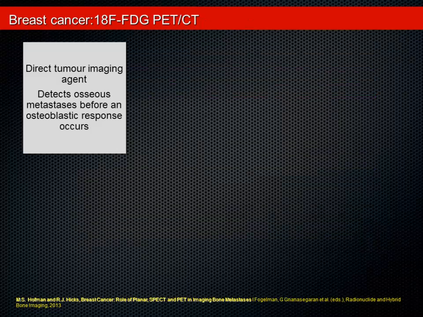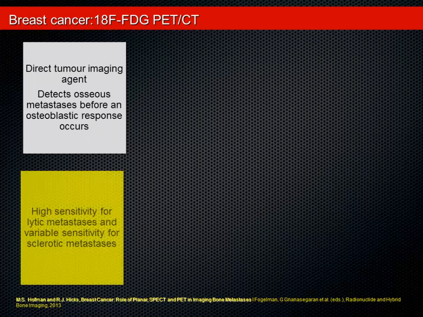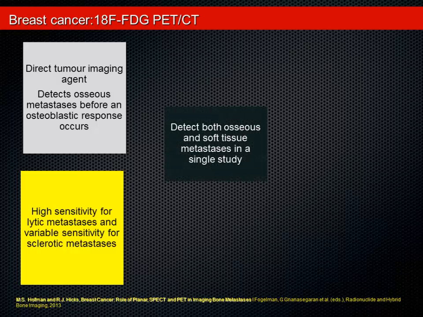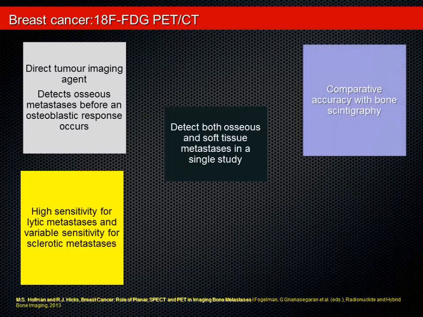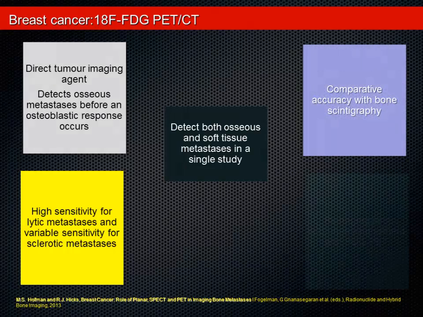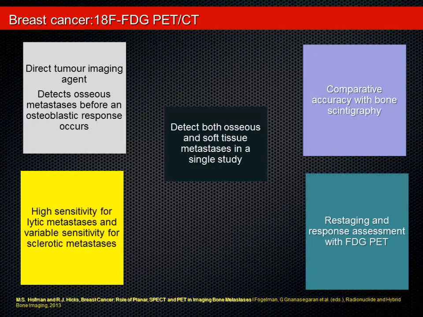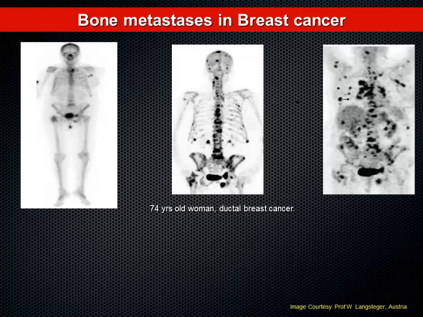So to summarize, what's the role of FDG in breast cancer? It's a direct tumor imaging agent. It detects osseous metastasis just before an osteoblastic response starts. It's highly sensitive. It detects both osseous and non-osseous metastasis. Comparative accuracy with bone scintigraphy, restaging and response assessment, it is reported to be useful. So there is a role for SPECT and PET tracers in imaging patients with breast cancer.